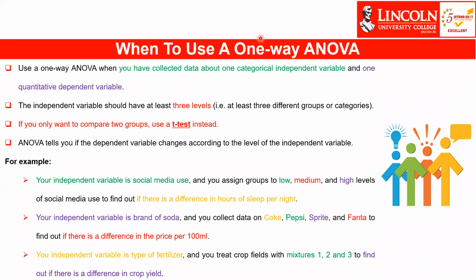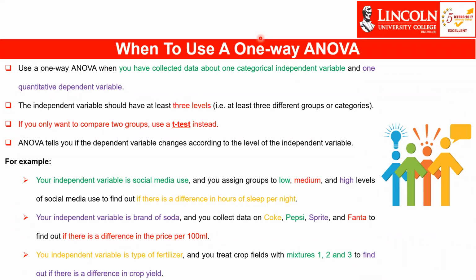Like you can have level of study be diploma, bachelor, master's, and PhD. It must be at least 3 different groups. If you only want to compare 2 groups, then use a t-test. ANOVA tells you if the dependent variable changes according to the level of the independent variable.